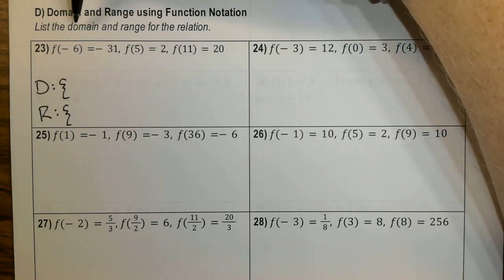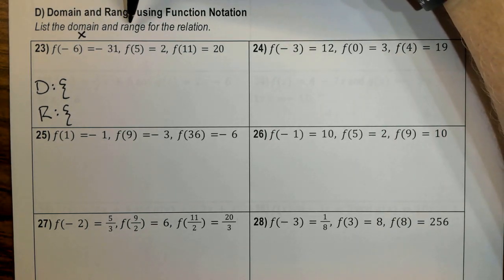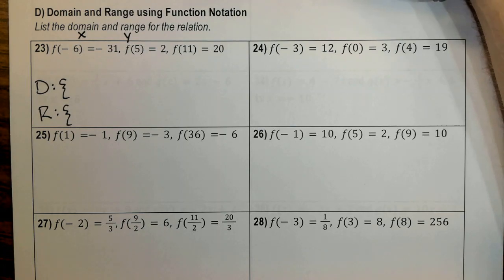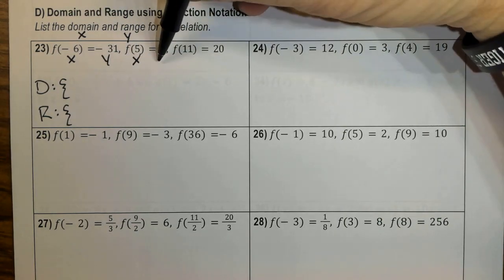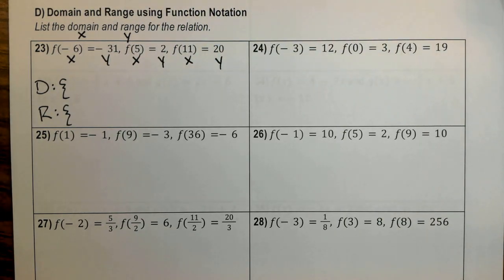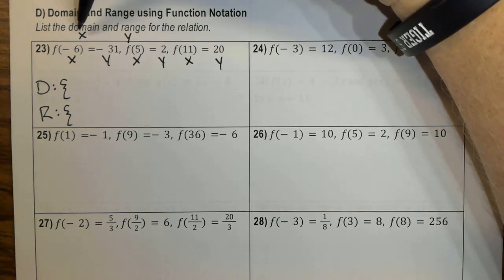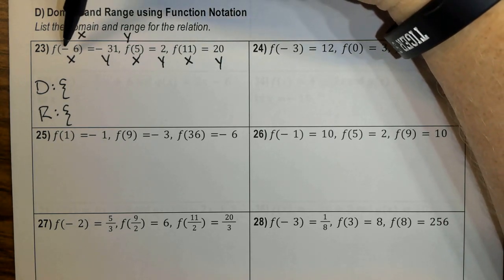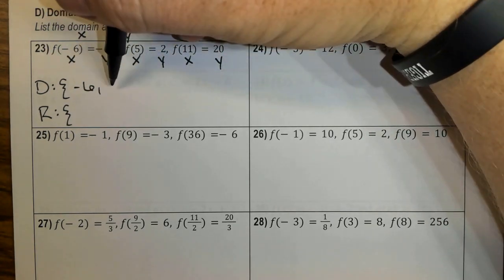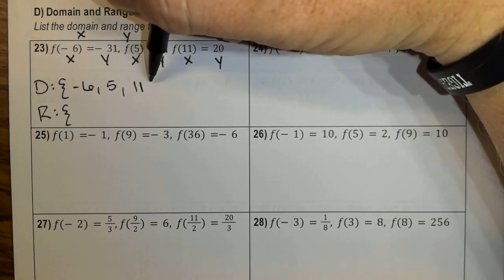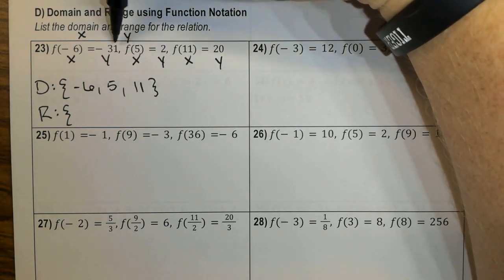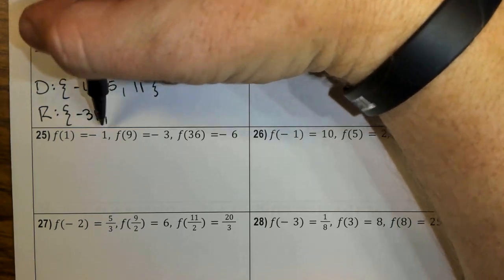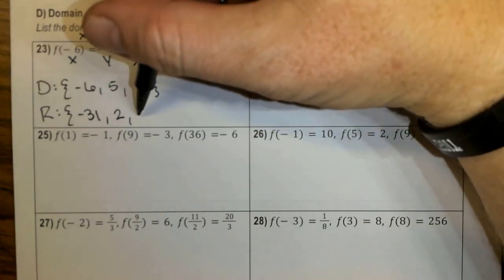And all I'm going to do is my domain values are all the x values. My range values are all the y values. So if you want to, on, say, 23, I can go label x, y, x, y, x, y. Remember x is in parentheses, y is not. And now, for domain, I simply list all my x values. So I have negative 6, 5, and 11. And that's my answer. Well, for domain. And then range is all the y values. So I have negative 31, 2, and 20.